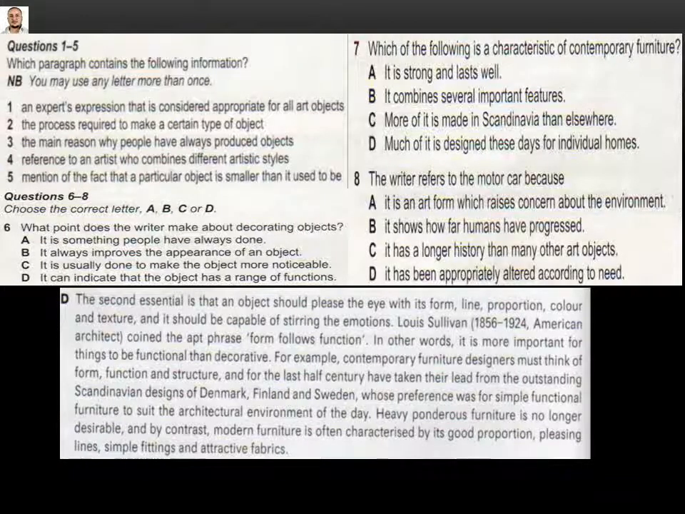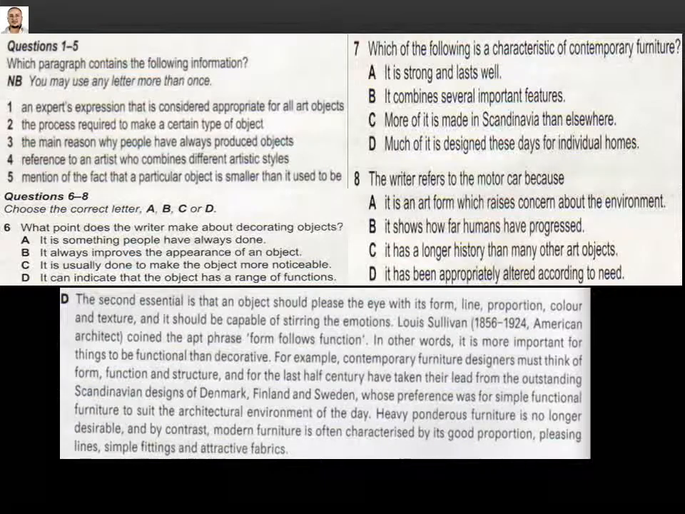The answer will be B, because it combines several important features. In the last 3 lines, heavy ponderous furniture is no longer desirable, and by contrast, modern furniture is often characterized by its good proportion, pleasing lines, simple fittings, and attractive fabrics. We have those 4 features. So the answer will be B. It combines several important features.